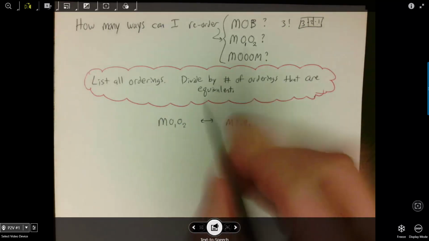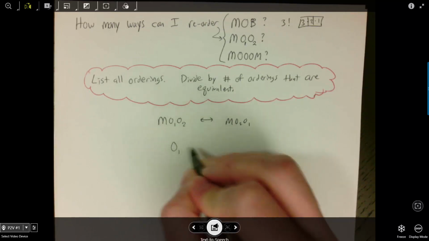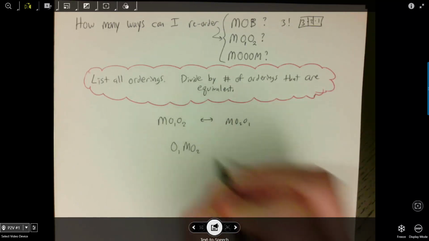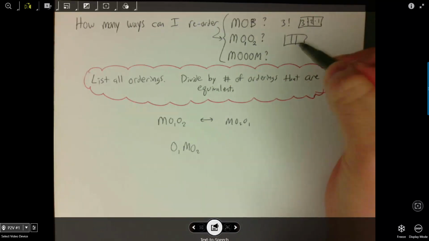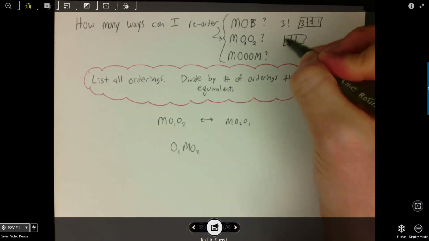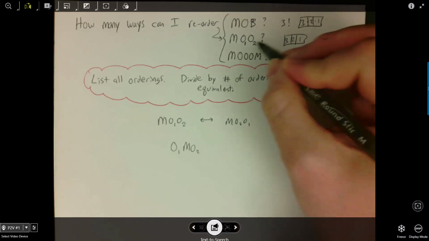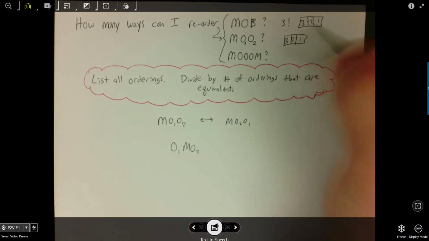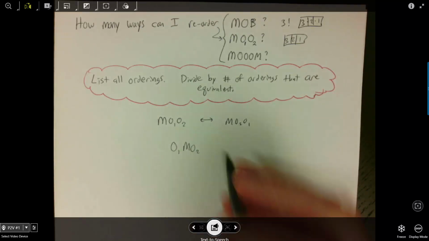And that's true no matter which way I reorder these. So let's just choose an ordering, O1, M, O2. You could ask yourself, if I were approaching this as a permutation problem, like there's 3 choices for my first letter and 2 choices for my second, is there another way of ordering these letters that should be counted as the same?